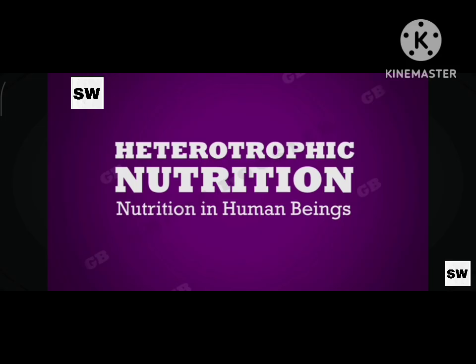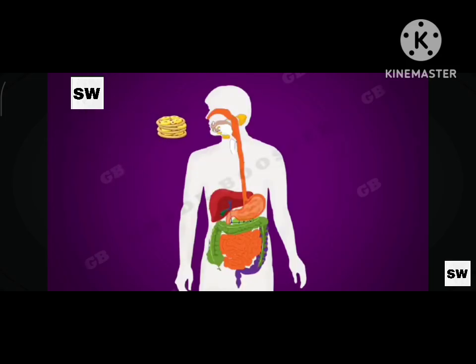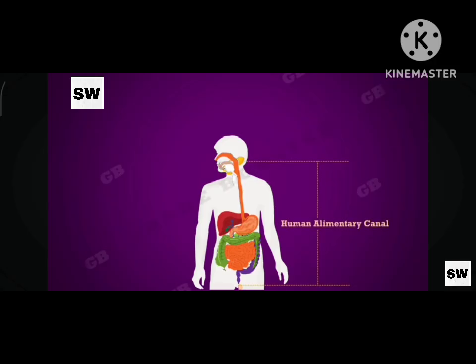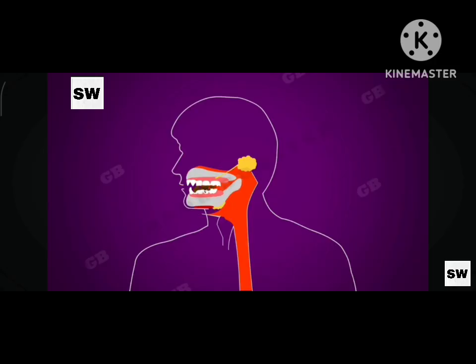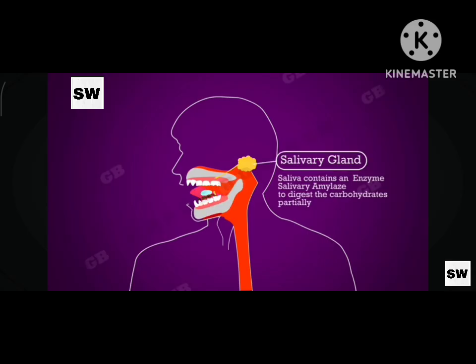Now let us see nutrition in human beings under the topic heterotrophic nutrition. Food enters our body through the mouth and travels through a long canal which ends at the anus. This canal is called the alimentary canal. In the mouth, the food is ground to a paste by teeth and saliva. Saliva is a watery fluid that not only makes the food soft and wet, it also has an enzyme called salivary amylase which partially digests the sugars.